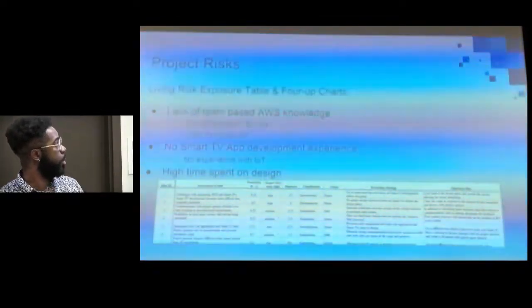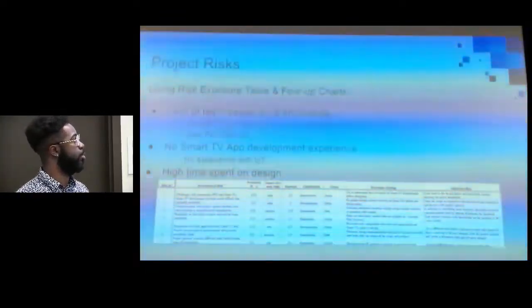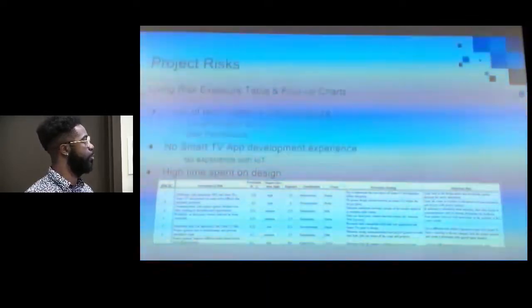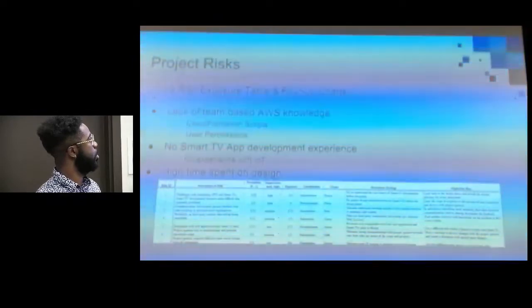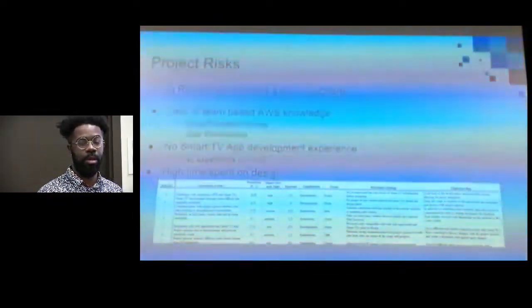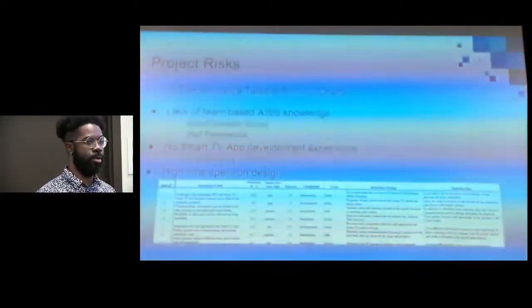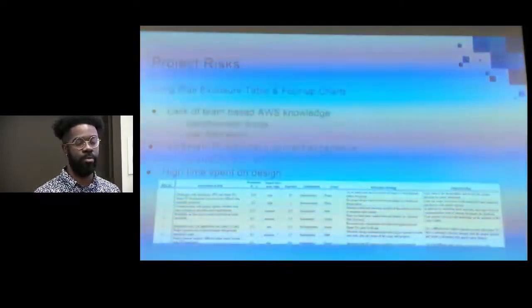So I will discuss some of the risks that we encountered. We have a living risk exposure table, and we also handle risks in real time with our 4-ups. But I just wanted to talk about a few key risks that we ran into. First was our lack of AWS knowledge as a team. That was one thing that we were really concerned about. Only one person on the team had prior knowledge of a lot of the tools that we were going to have to use. So to handle that, we sat down and took time and explored the AWS console, different tools.